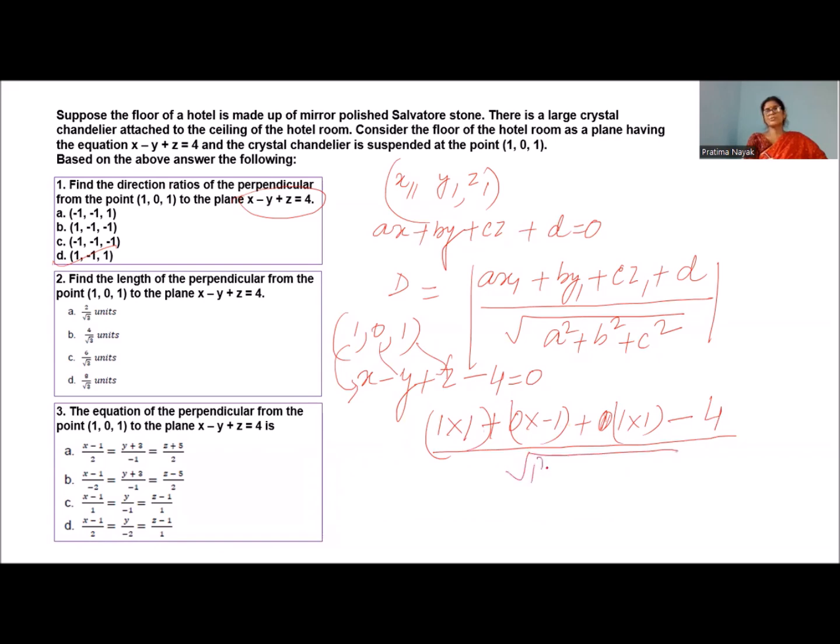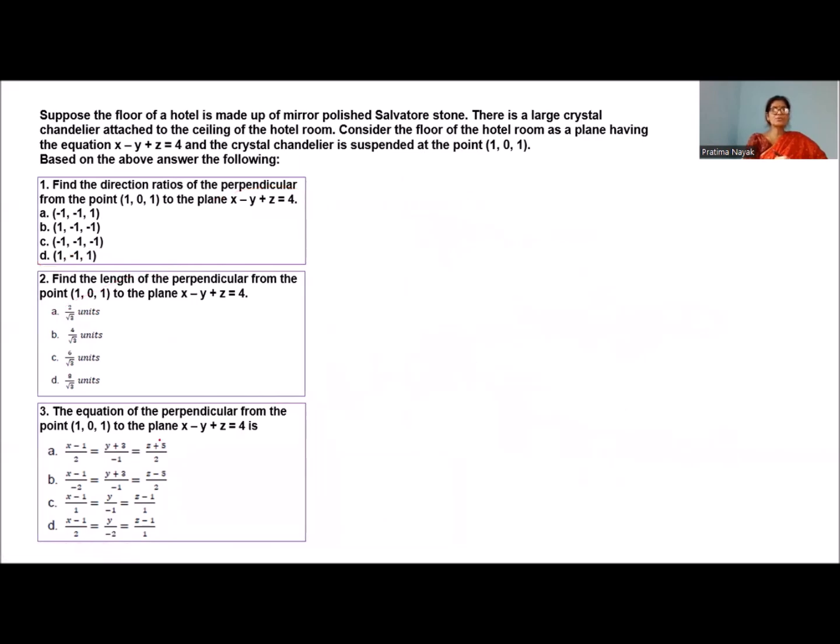So it will be 1 square plus minus 1 square plus 1 square under the root, and of course a modulus. So it will be 2 minus 4, that is 2 upon under root 3 units. So now you have to select which one will be the answer. A is the answer for this question. Next, coming to question number 3.